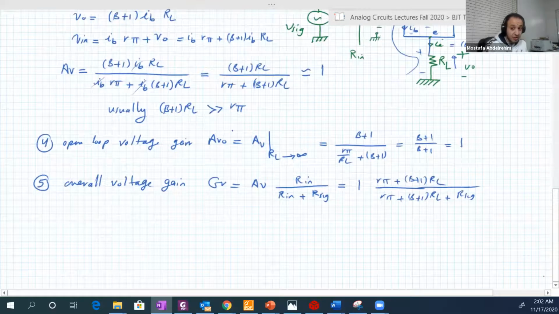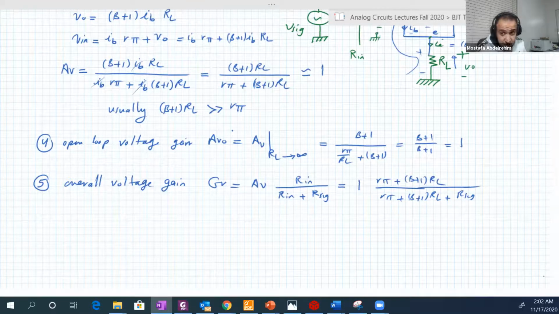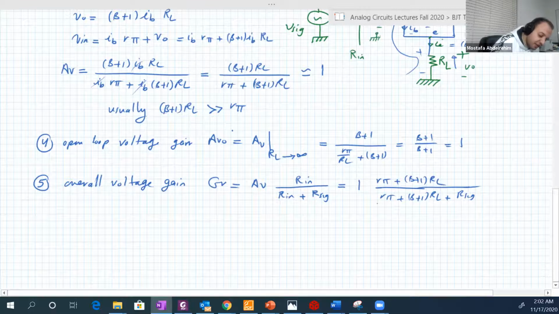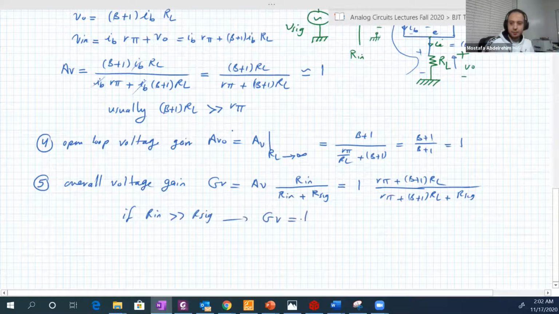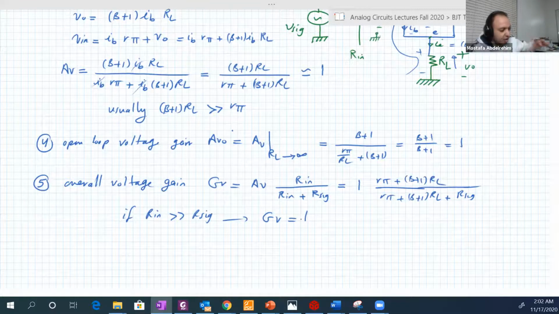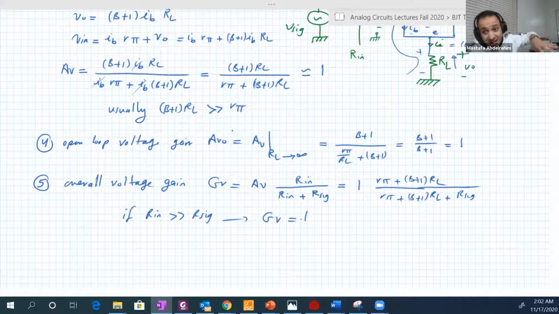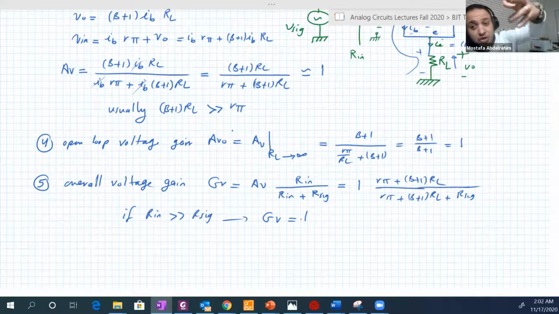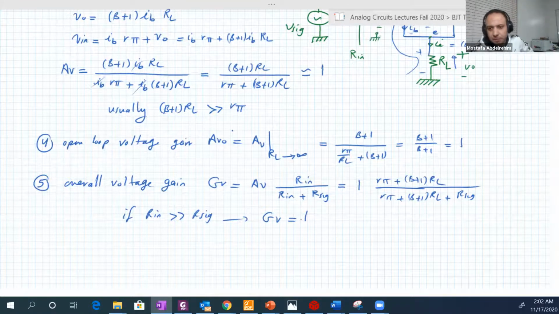Again, if we designed the circuit such that beta plus 1 RL is large, and by the way, you can do that because you can choose a transistor with very high beta, then, if our input is much larger than our signal, you will end up that GV is equal to 1. So it's not that bad. You get enhancement in our input, you get enhancement in our output, and approximately the same voltage input, the same voltage will be in the output. So you will not lose.